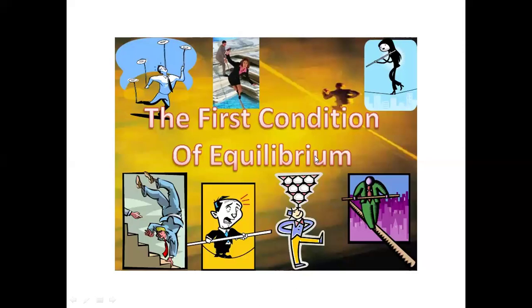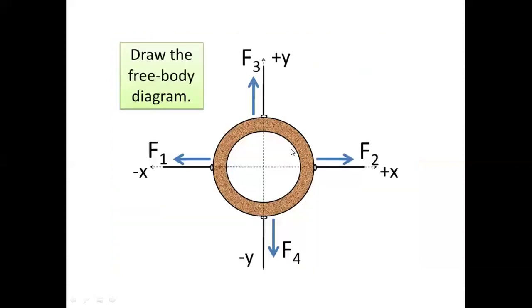So, let us start with the conditions required for the body to be in equilibrium. For the body to be in equilibrium, there should be no resultant force acting on the body. It means the body will not accelerate. So here the forces are shown. Four forces are acting on a body. F2 is acting along the positive x-axis, F1 along the negative x-axis, F3 along the positive y-axis, F4 along the negative y-axis.